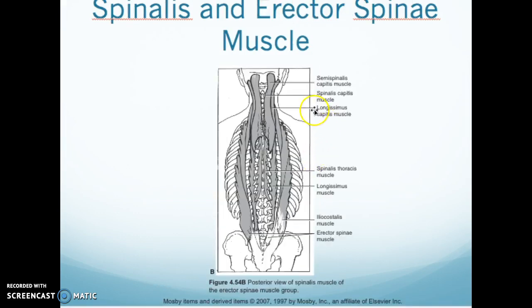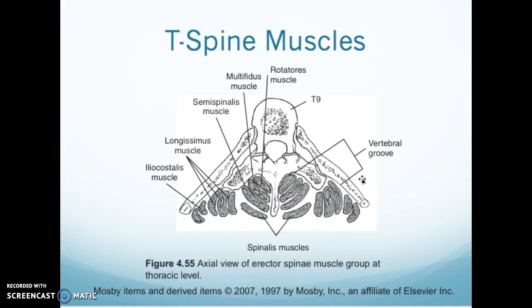Okay, so your semispinalis capitis muscle and your spinalis capitis here, and your longissimus capitis is underneath. So you can see the layers. If this helps you, that's great. That makes me happy. But it's very confusing. So when we're looking at the T-spine, this is a cross-section of all those muscles.